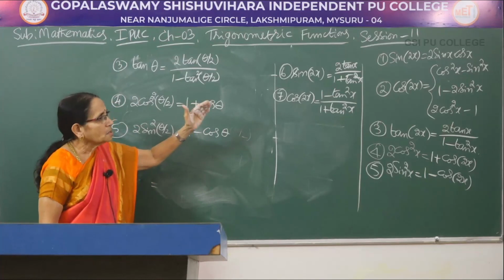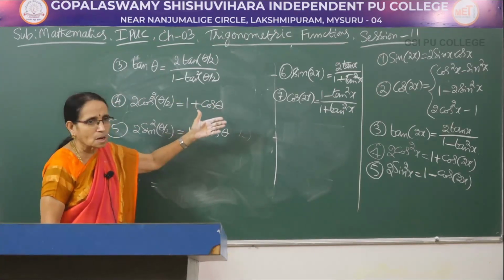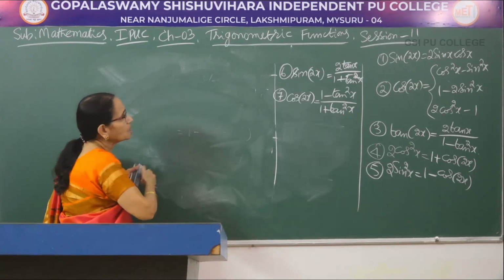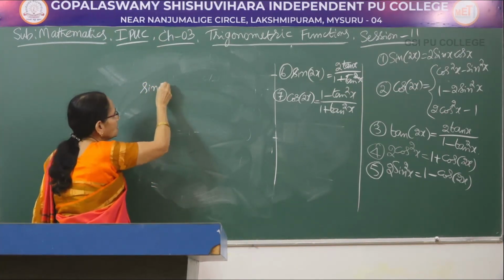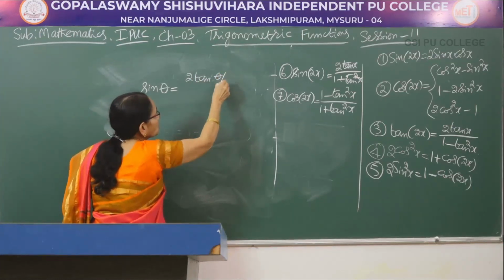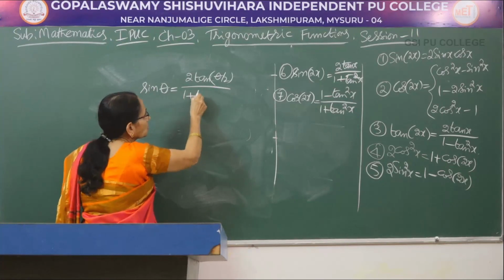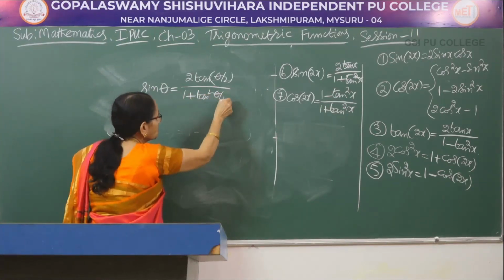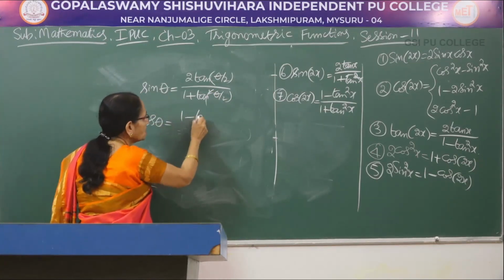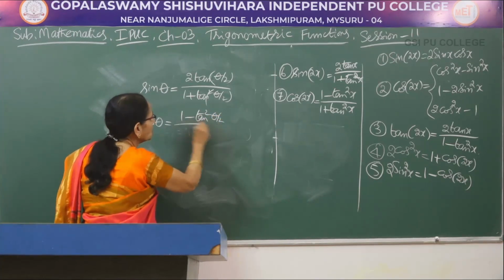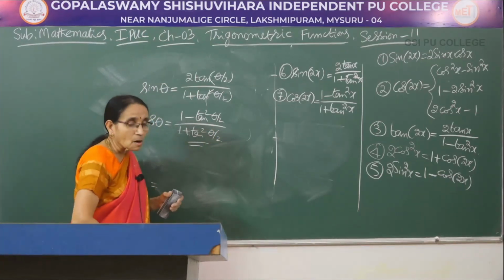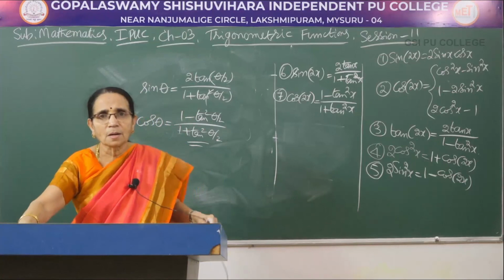So, replacing 2x and x by theta and theta by 2 respectively, we get the first 5 formulae like this. Now, come to the 6th and the 7th. So, here again sin theta is written in terms of tangent of that one. 2 tan theta by 2 divided by 1 plus tan square theta by 2. And finally, we have cos theta. It is 1 minus tan square theta by 2 divided by 1 plus tan square theta by 2. So, all of them now are called half angle formulae.